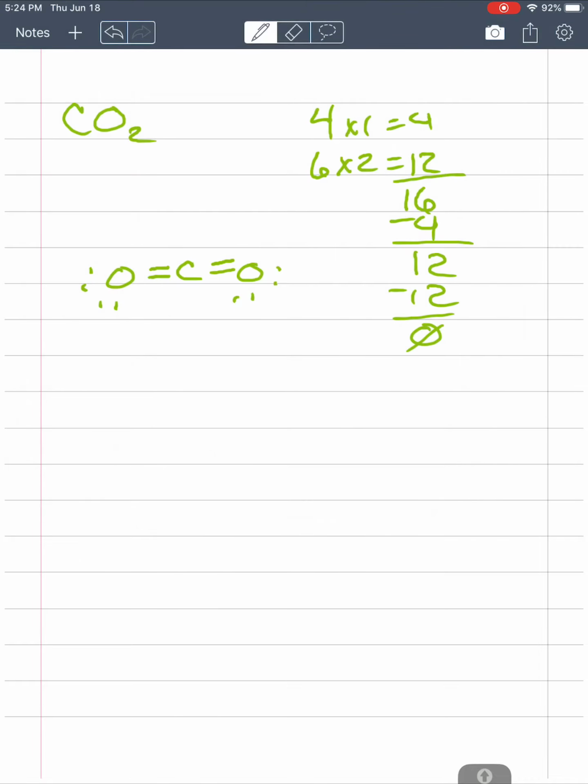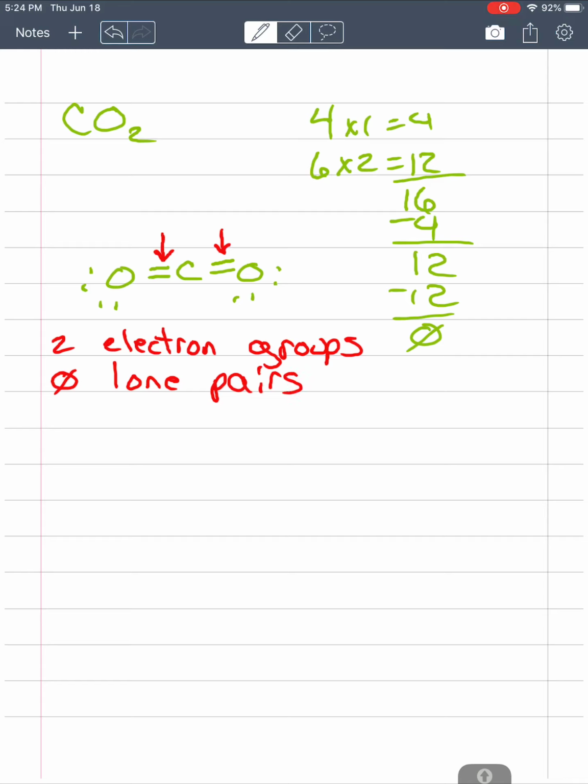So now we need to determine the shape. To determine the shape, we count the electron groups. There are 2 electron groups. There are no lone pairs. That means it's linear with a 180 degree angle. So let's look at when we have 3 groups.